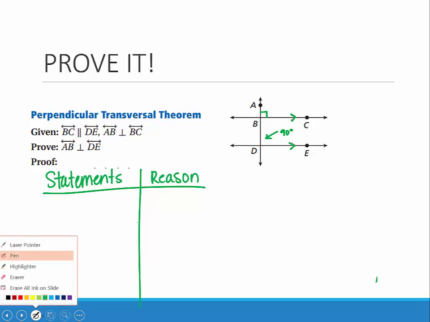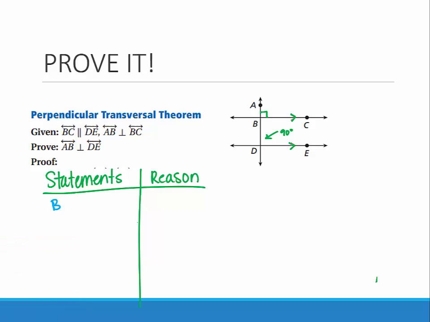So let's write down what they give us. We have BC parallel to DE. So that was given. And then we know that AB is perpendicular to BC. So that was given.